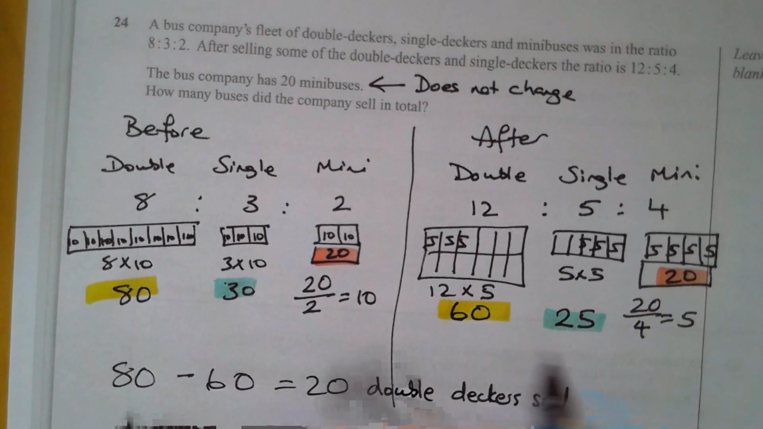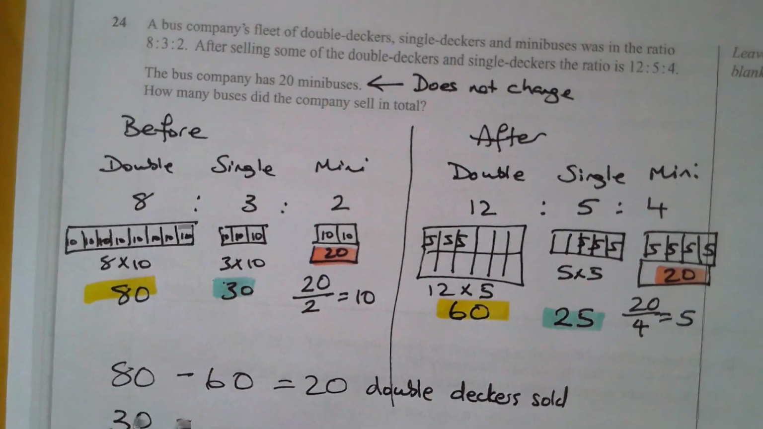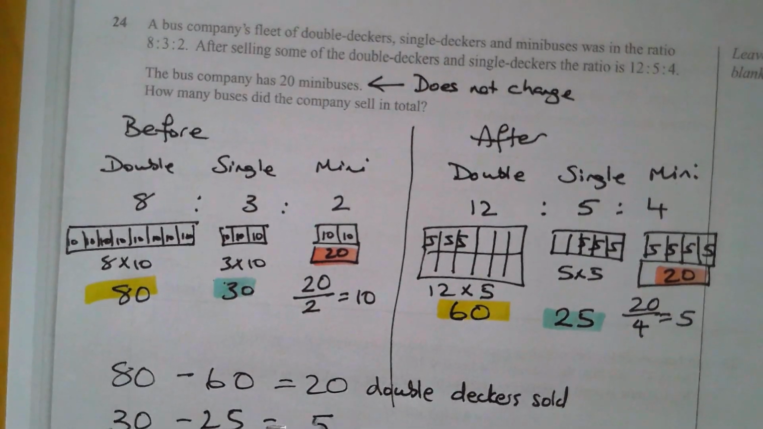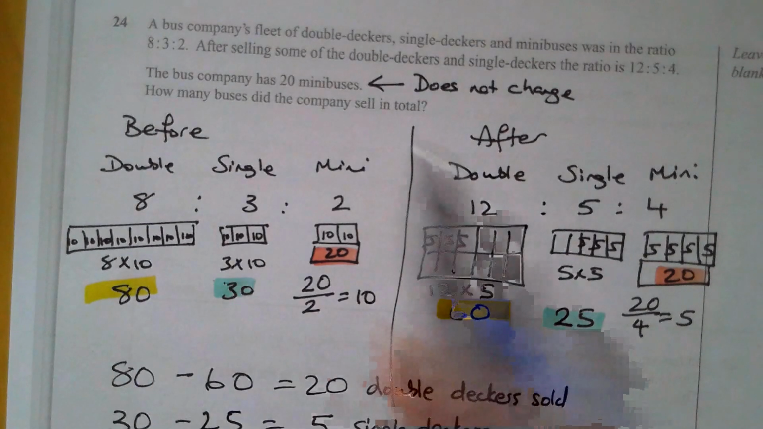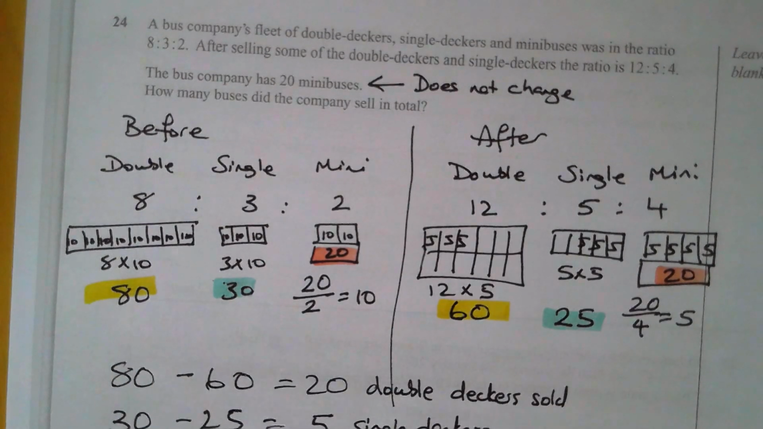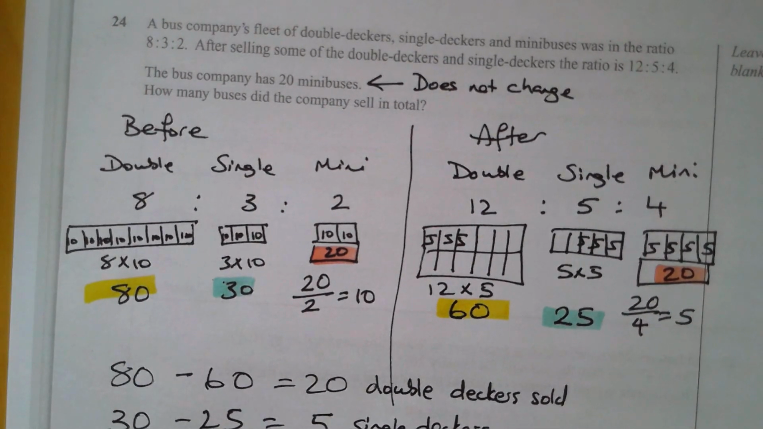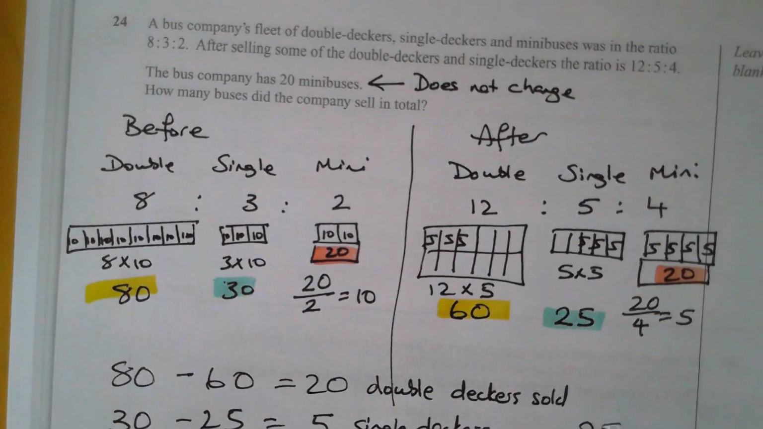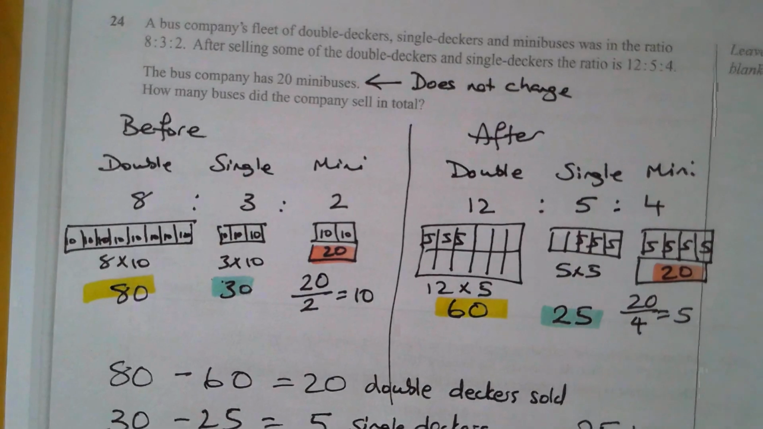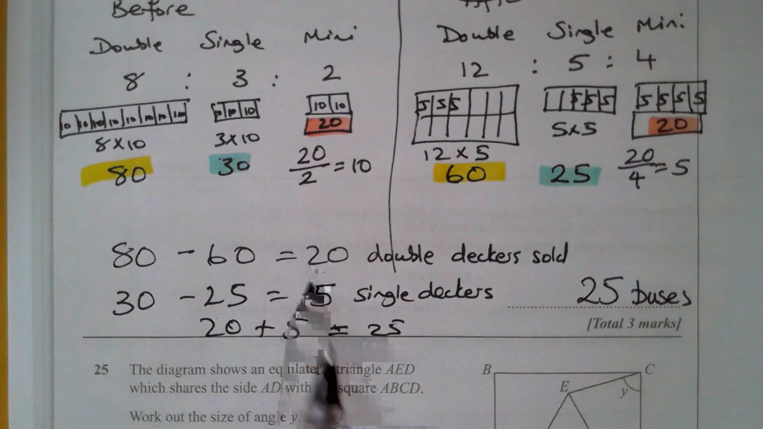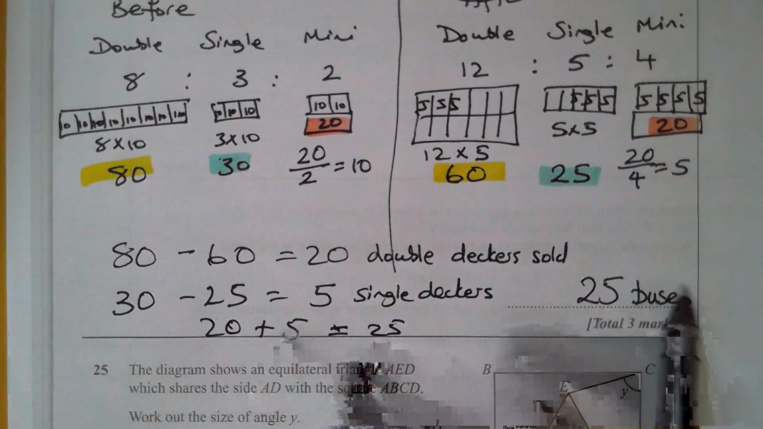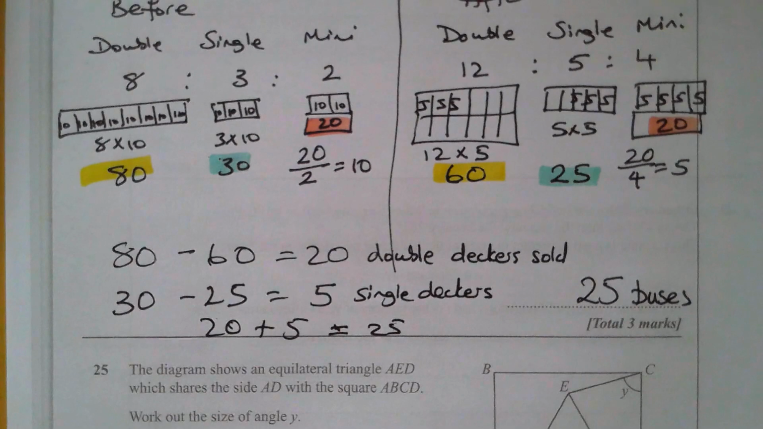They started with 30 single-deckers, and now we've got 5 single. And for the total buses sold, no minibuses, 30 to 25, we've got 20 here, and 5. Sorry, 20 plus 5: 20 double-deckers, 5 single-deckers, we add them together and 25 buses were sold.